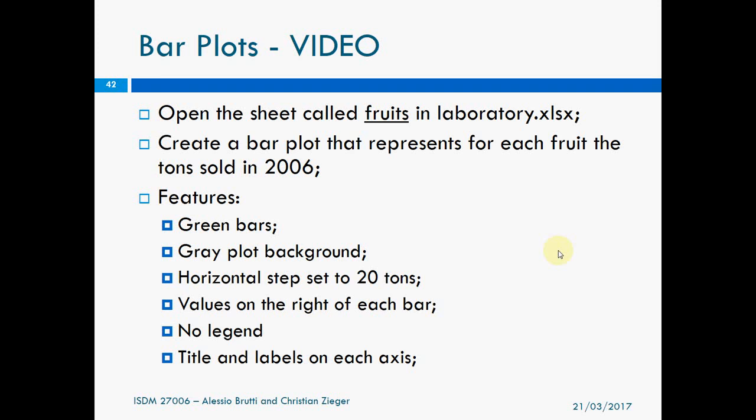You need to change the color of the bars to green. You need to select gray plot background. You need to change the horizontal step to 20 tons. Then you need to put values on the right of each bar. You need to remove the legend if it is present. And then you need to add title and labels on each axis.